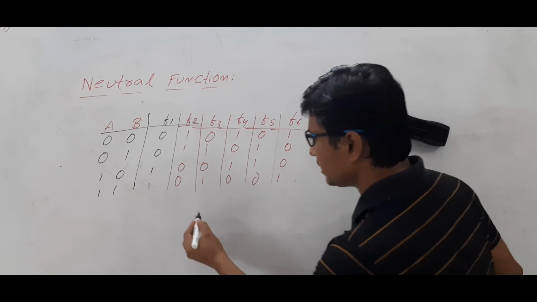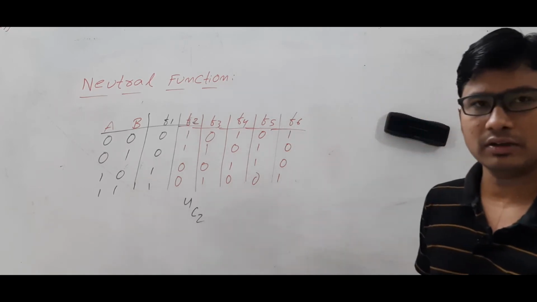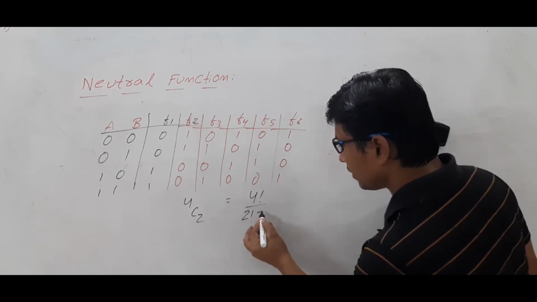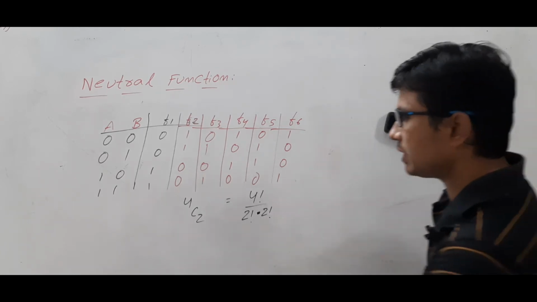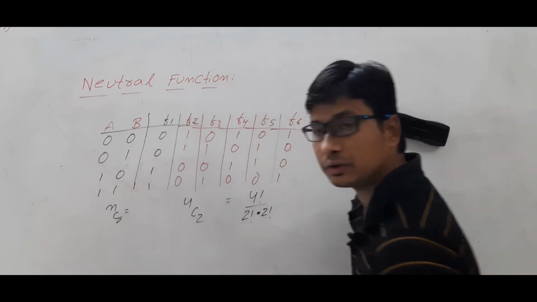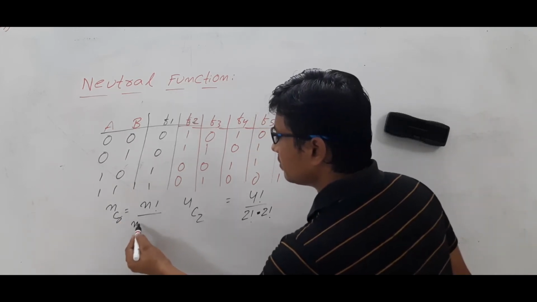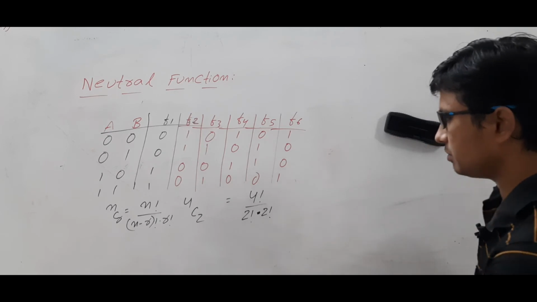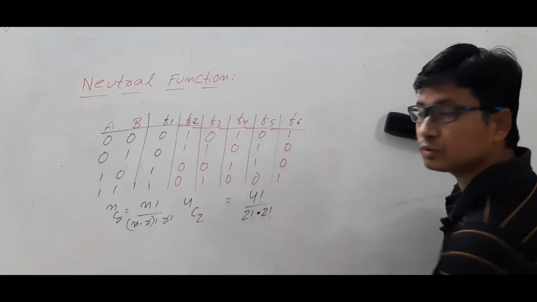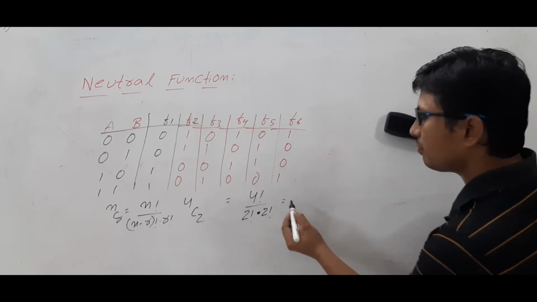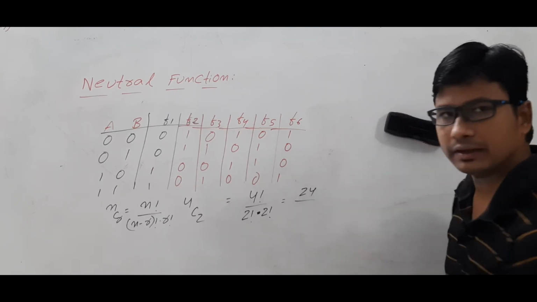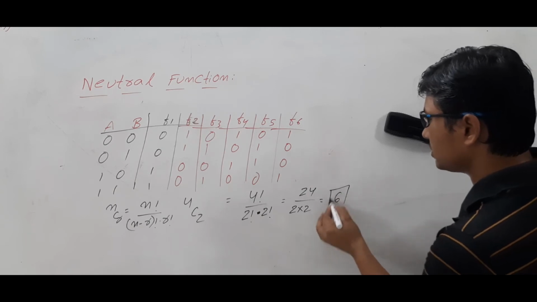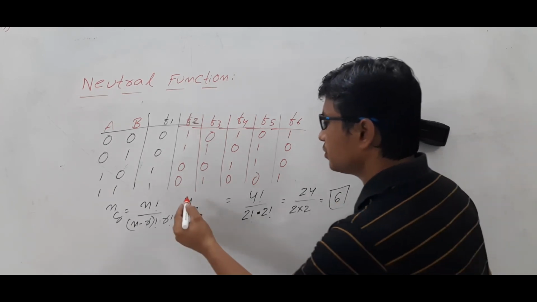6 neutral functions I can write as 4c2. Am I right or wrong? Is it clear? What is 4c2? 4 factorial by 2 factorial into 2 factorial. What is meant by nCr? nCr is equal to n factorial by (n minus r) factorial into r factorial. Similarly, 4 factorial by (4 minus 2) factorial into 2 factorial. 4 factorial value is 24, and 2 factorial is 2 and again 2, so this will be equal to 6. So this is what I said simply as 4c2.